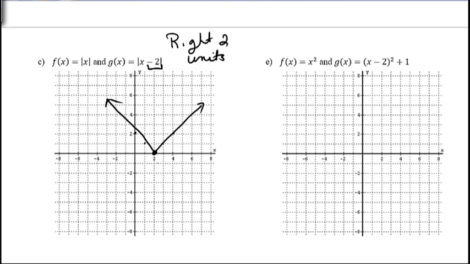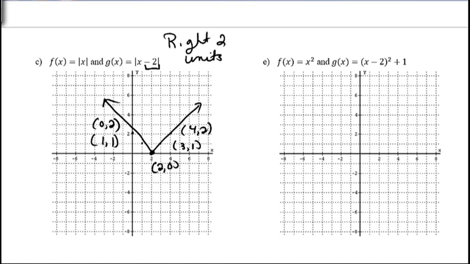And don't forget to label your points. This is the point 2, 0, and then we have 3, 1, and 4, 2. And over here we have the points 1, 1, and 0, 2.